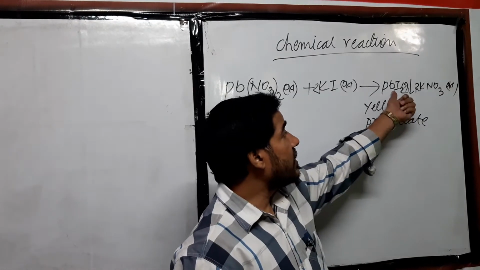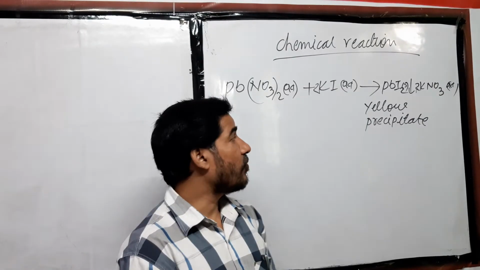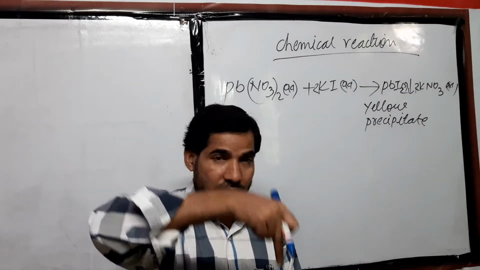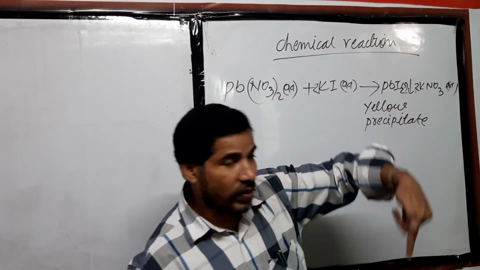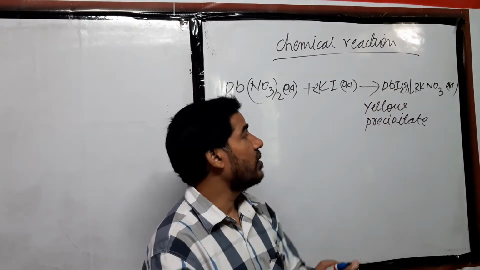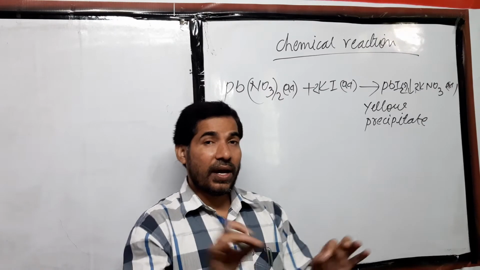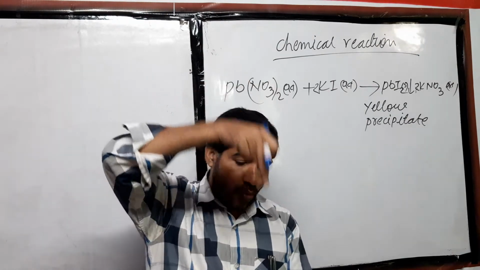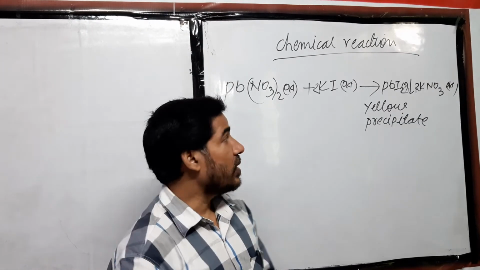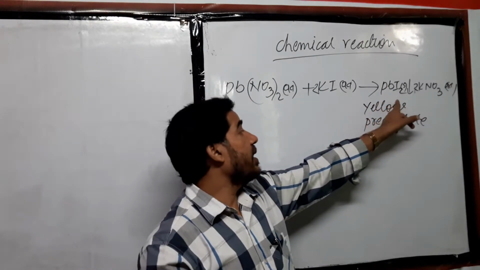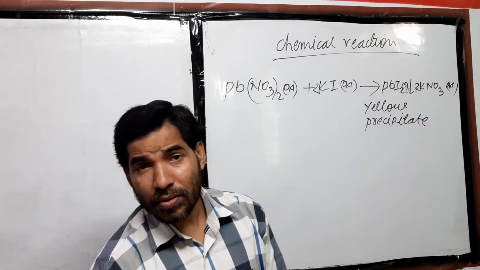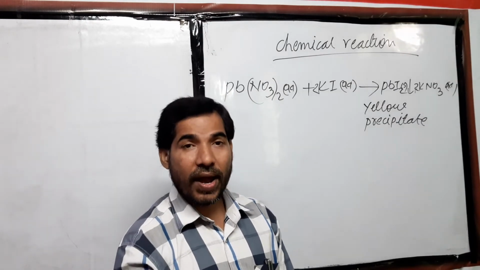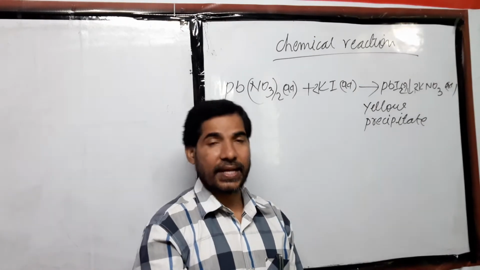Here, this lead iodide is formed in the form of a precipitate, and I have used an arrow sign which is pointed downward. This downward arrow indicates the formation of a precipitate. If in a chemical equation you see an arrow pointed downward, it indicates that the formation of a precipitate takes place. So by using the downward arrow, you can find the precipitate in a chemical reaction.